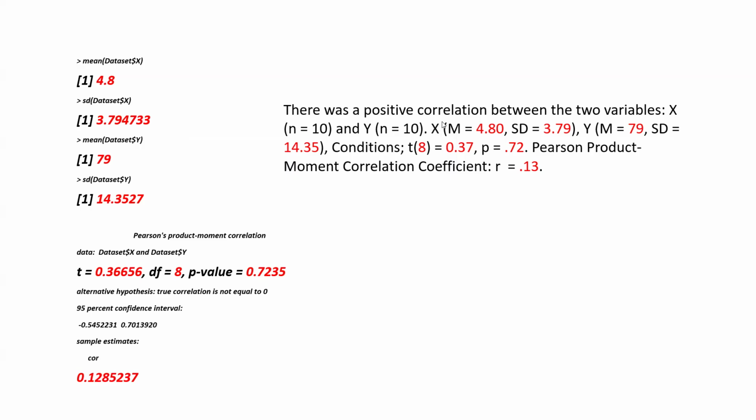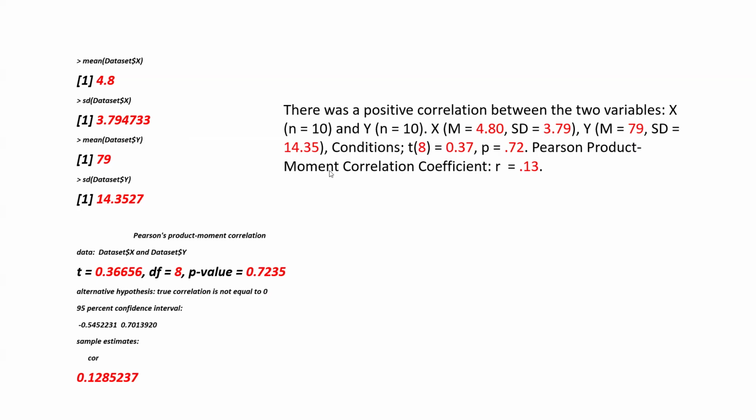Here are the values for our X variable. Mean equals 4.80. Standard deviation, we're using two significant figures, is 3.79. For Y, our mean is 79. Our standard deviation is 14.35. Conditions: T is 8. Degrees of freedom is there. Okay. Here is our T value, two significant figures, 0.37. P-value is 0.72. That's right here, two significant figures.